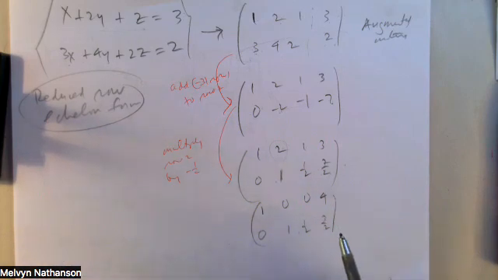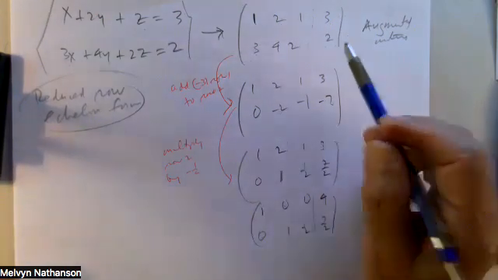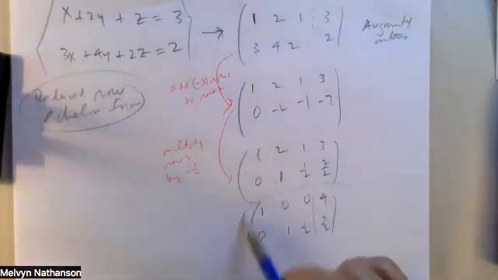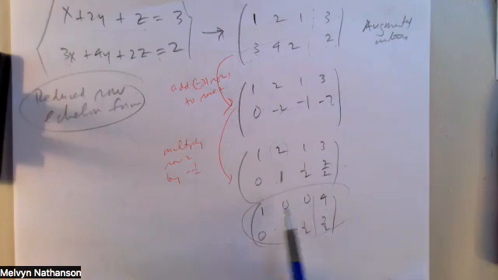So now I have this system of equations. And this has the following very nice property. The first number in the first row is a 1, and underneath it, everything is a 0. The first number in the second row that's non-zero is a 1, and everything above it is a 0. And whatever system of equations corresponds to this is equivalent to the original system of equations.